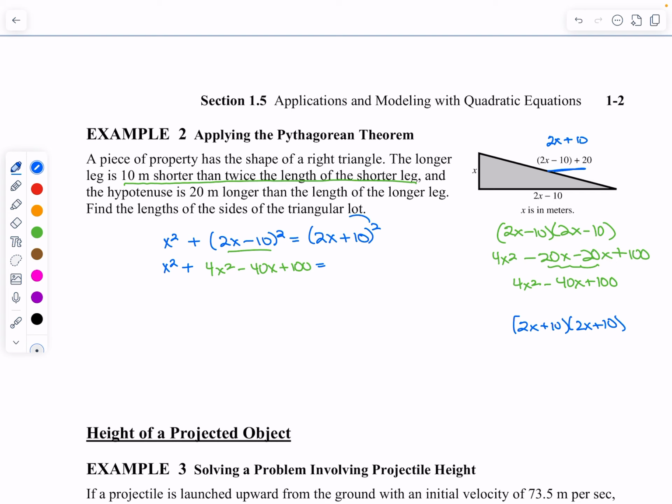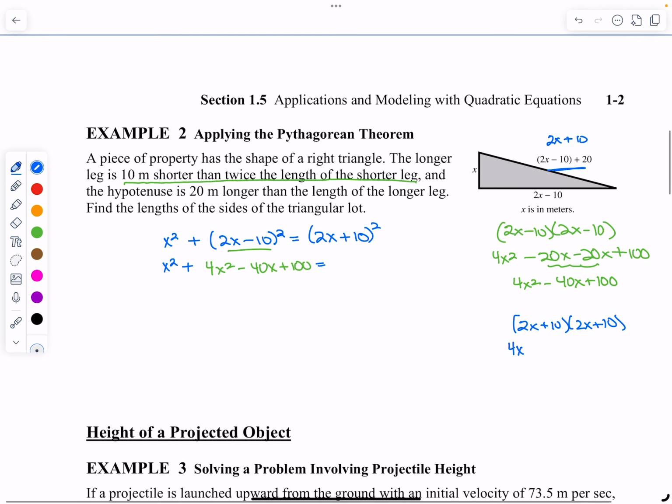I don't just distribute that squared. That is not mathematically correct. So anyway, I'm going to get my 4x squared. I'm going to wind up with 40x in the middle. You could fill it all the way out, but I went ahead and simplified it in my head. So I've got 4x squared. Instead of the minus 20 and minus 20, I got plus 20 and plus 20. So that's going to give me plus 40x plus 100.